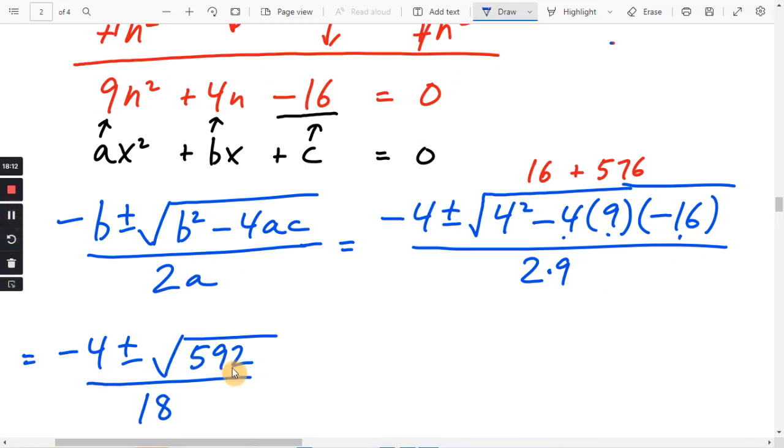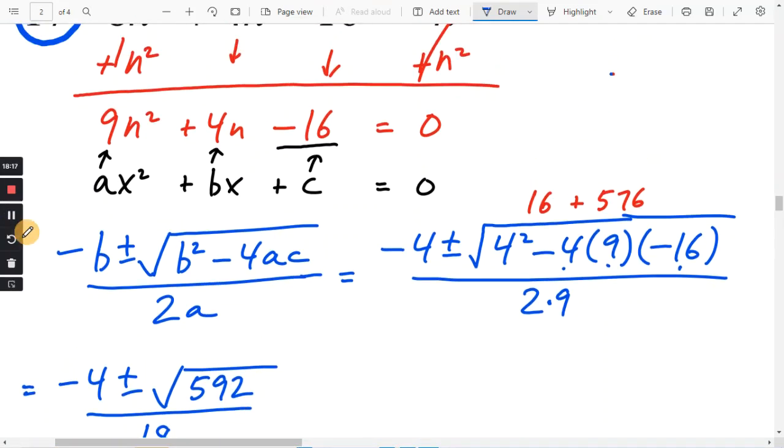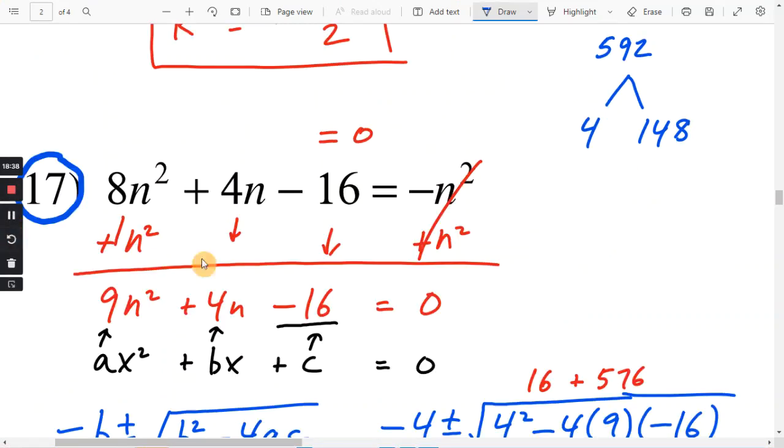Now, 592 is an even number. Let's see if I can divide it by 4. Okay, we're going to have to simplify the square root here. So for 592, I'm going to try to divide it by 4. Let's see. Okay, that's going to be 4 times 148. And by the way, if you have a number that's more than 2 digits, if the last 2 digits are divisible by 4, then the whole thing is divisible by 4.